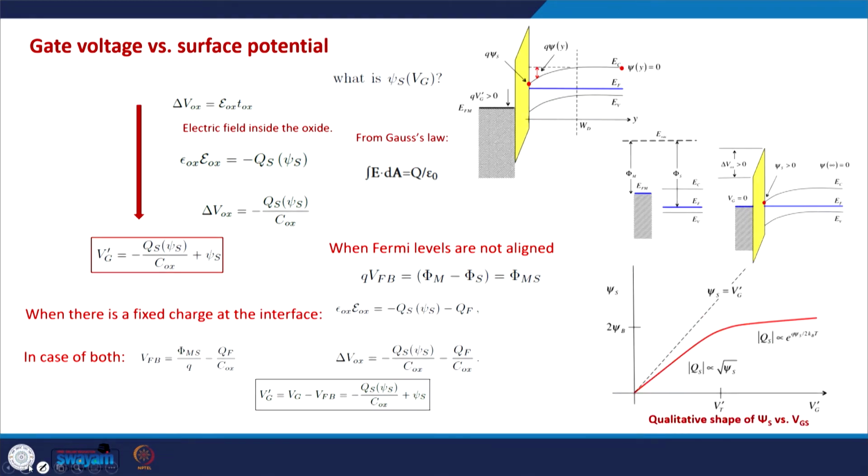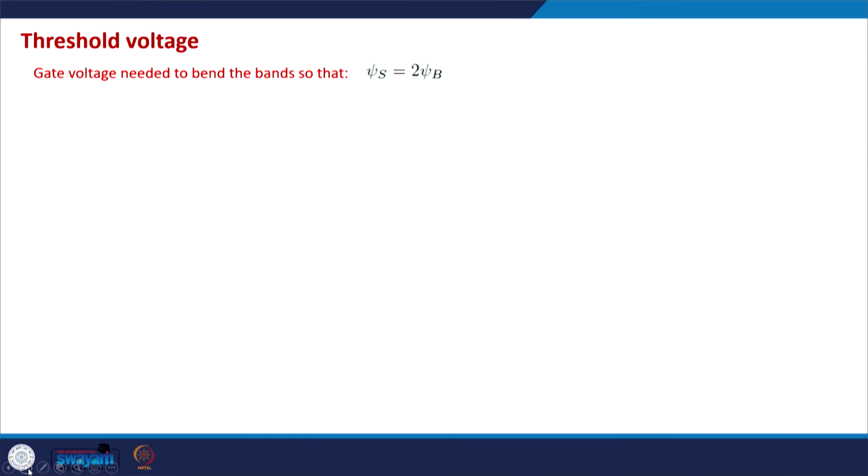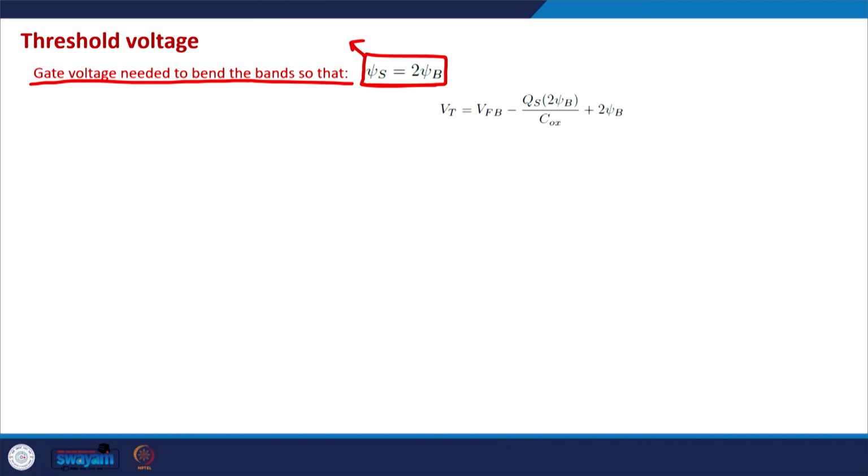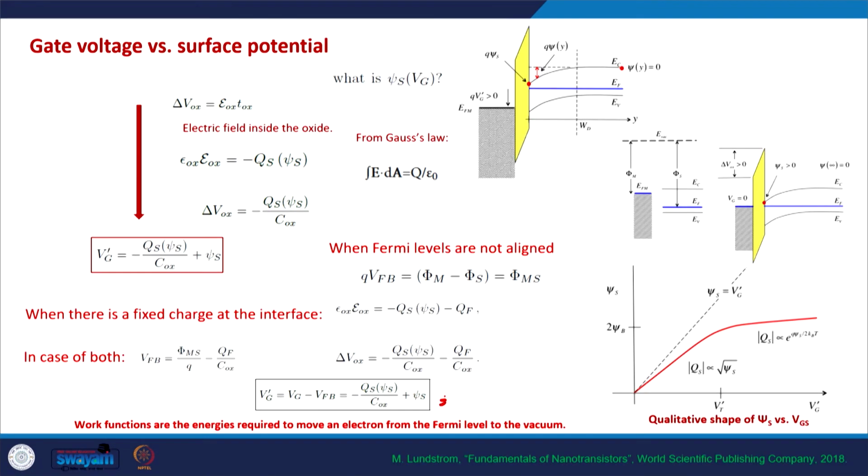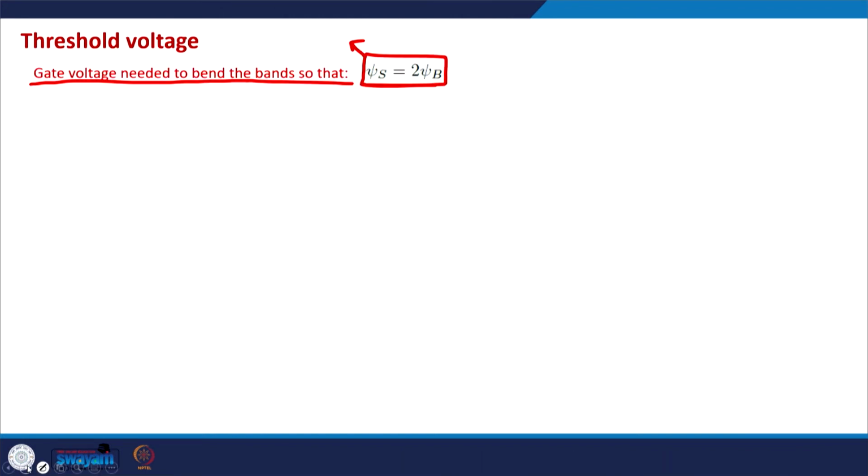Okay. Now let us move on to see what the threshold voltage is. As we know, the threshold voltage is the gate voltage needed to bend the bands so that psi s is equal to 2 psi b. This definition we have seen multiple times. We just need a mathematical form for this definition, and from the expression on the last slide, Vg is equal to Vfb minus Qs divided by Cox plus psi s. Using this definition, we will replace Vg by Vt when psi s is 2 psi b. So Vt is equal to Vfb minus Qs at psi s equal to 2 psi b, divided by Cox, plus 2 psi b.